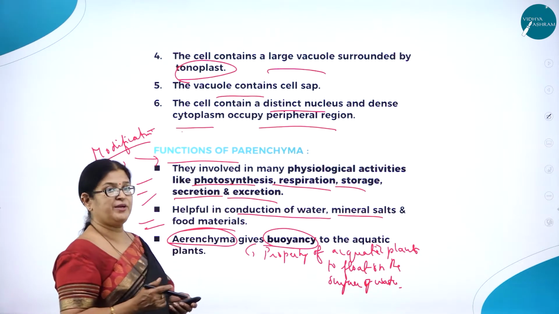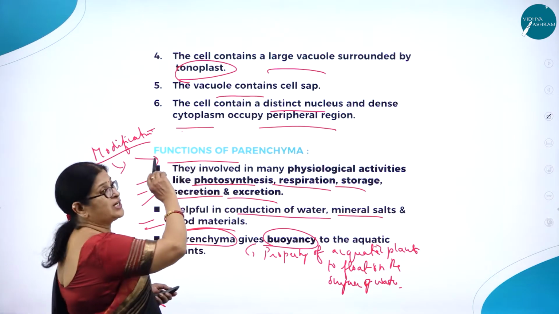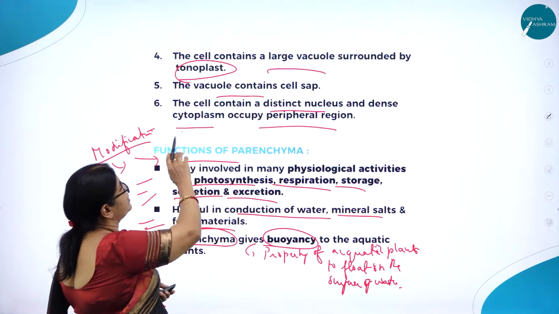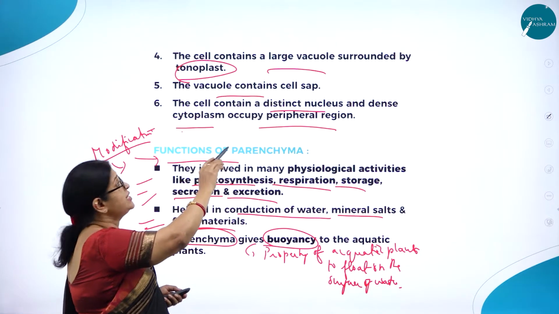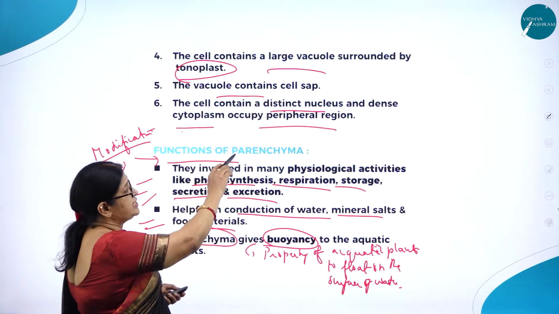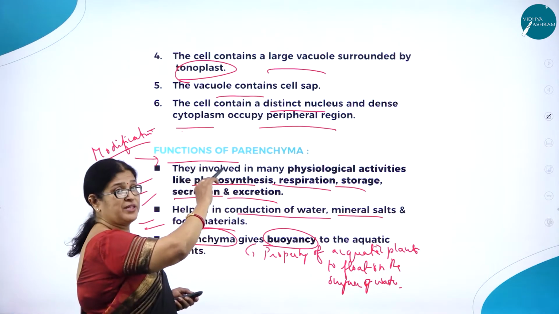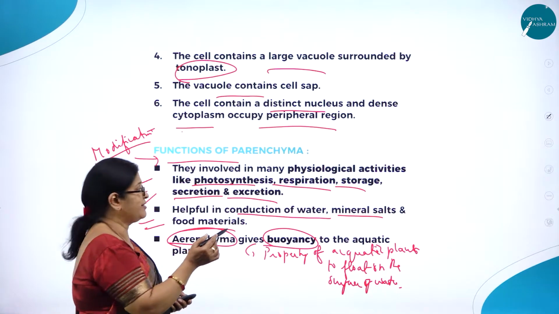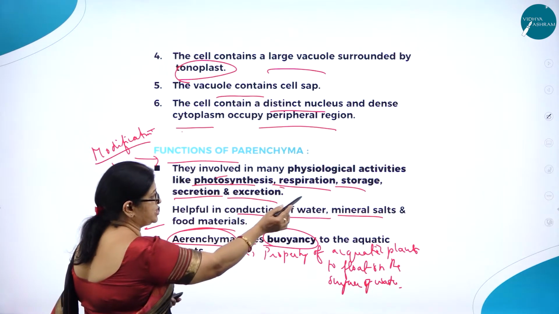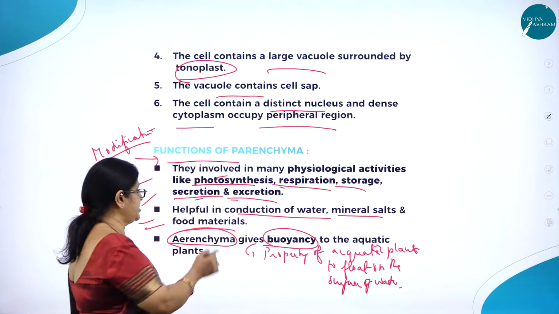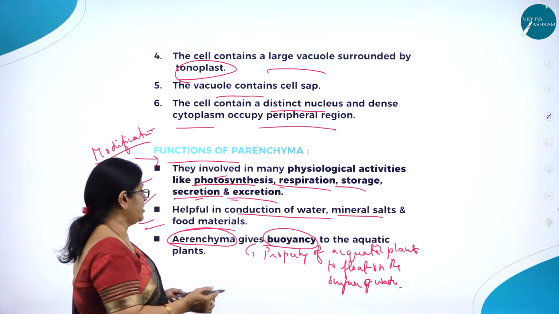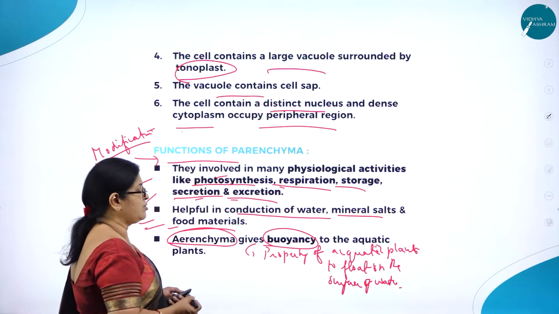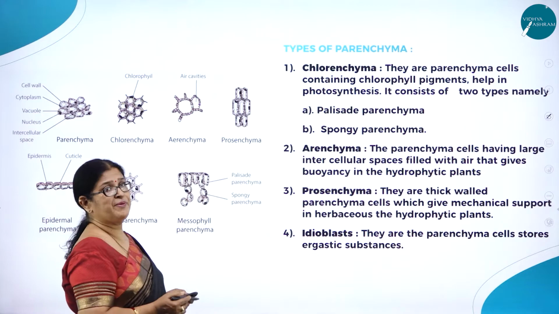Hope you have understood the very important functions of parenchyma. So, what are the characteristic features, cytological features? The cell contains a large vacuole surrounded by tonoplast. The vacuole contains cell sap, and the cell contains a distinct nucleus and dense cytoplasm occupying the peripheral region. What are the functions of parenchyma? They are involved in many physiological activities like photosynthesis, respiration, storage, secretion and excretion, helpful in conduction of water, mineral salts and food materials. Then aerenchyma helps in what? Buoyancy to aquatic plants.